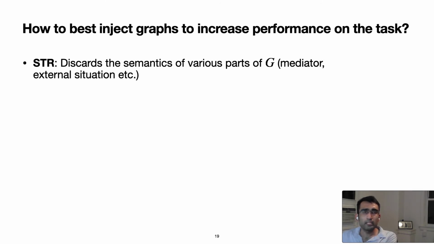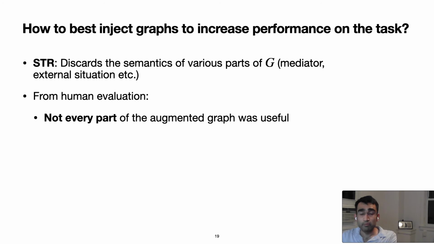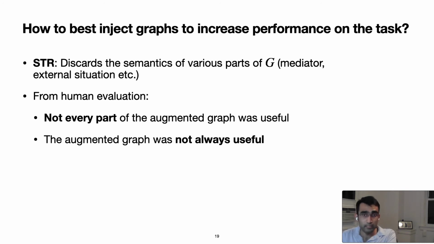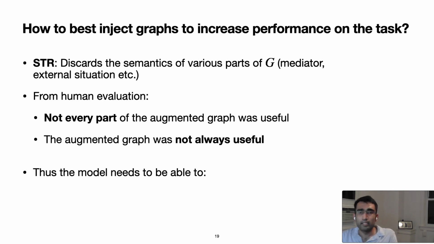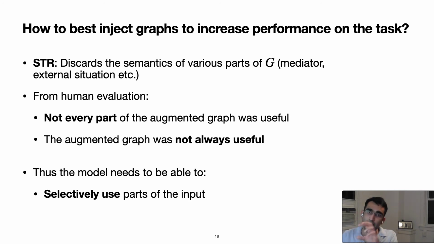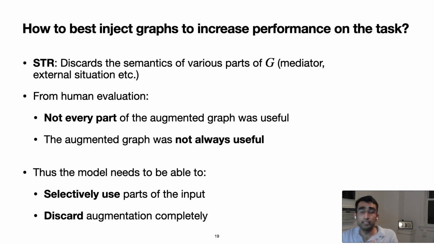And we think that the string baseline might not be optimal because it does not really highlight different parts of the graphs. It's just a flat string. So we have to rely on the model to figure out that different parts of the graphs have different semantics or may be noisy and so on. And we find in the human evaluation that when humans use these graphs, they didn't use all of the graph, and sometimes they actually discarded the graphs. So we want a model that can act in a similar way. So the model that can selectively use parts of the input and can sometimes discard the graph when it has too much noise.